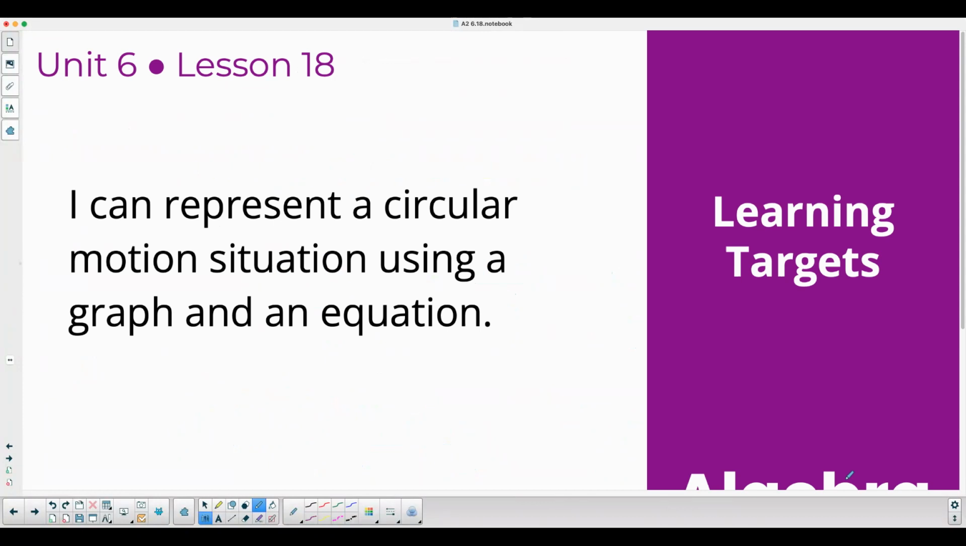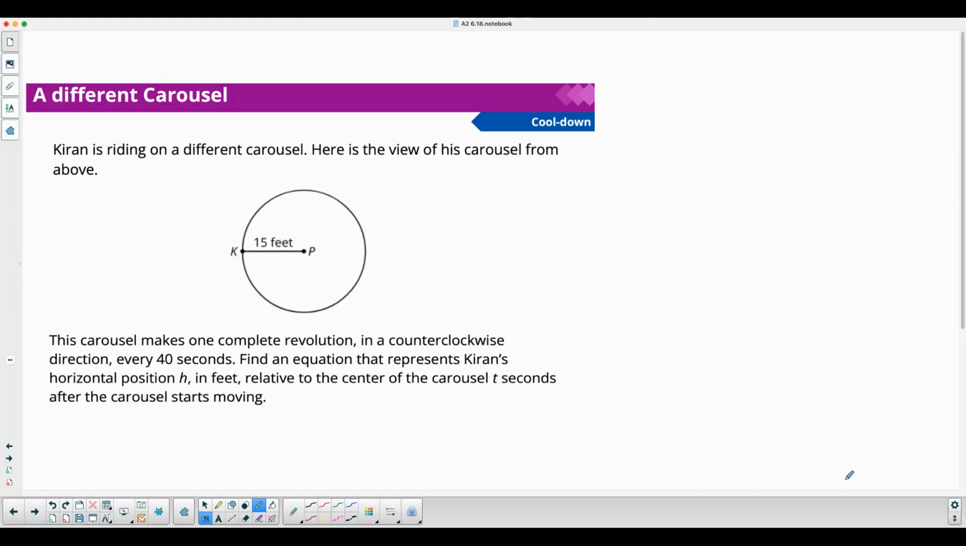All right. Back to our learning target. I can represent a circular motion situation using a graph and an equation. All right, and then last thing, a little cool down here. Kieran is riding on a different carousel. Here's a view of the carousel from above. This carousel makes one complete revolution in a counterclockwise direction every 40 seconds. Find an equation that represents Kieran's horizontal position, h in feet relative to the center.